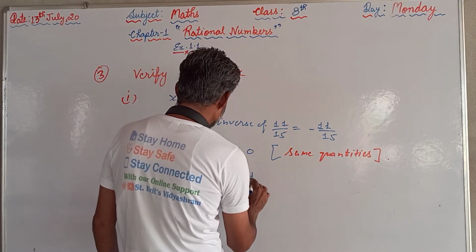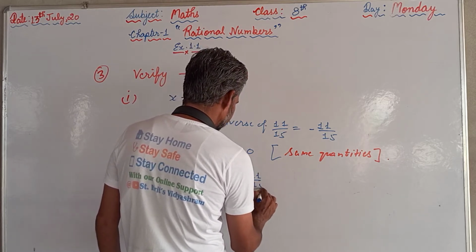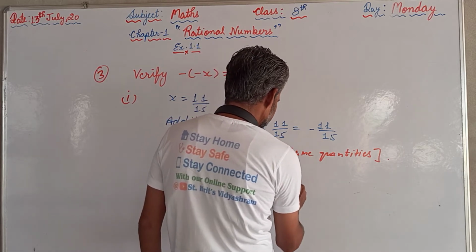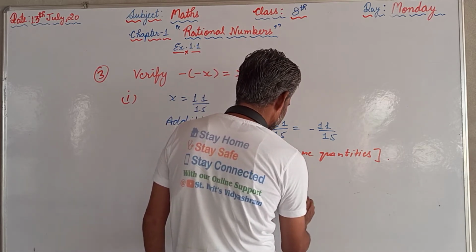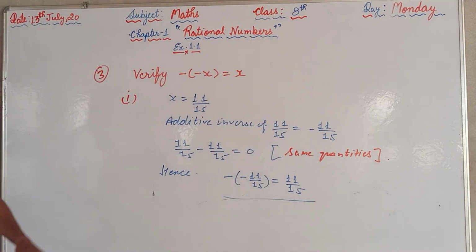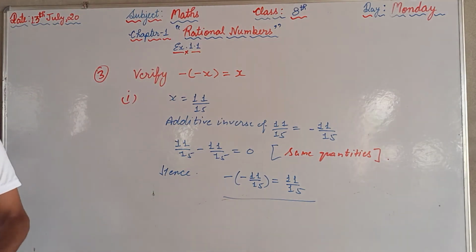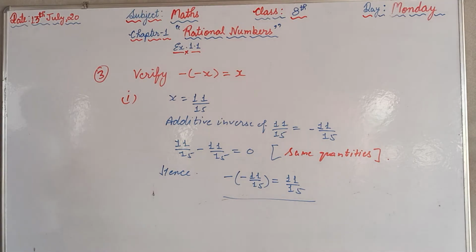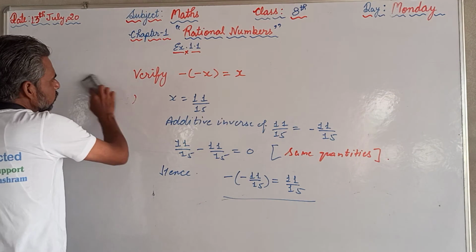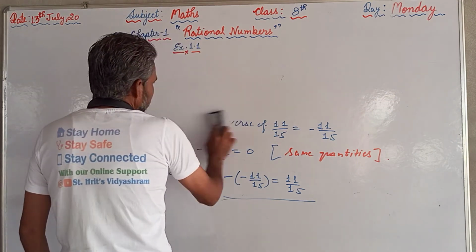Hence we can say minus 11 upon 15 will be equal to 11 upon 15. We are supposed to write these three lines to verify minus x is equal to x. So in this way we can proceed this question. One part we have already done, one more part is there, that is again same but the sign is different. So we will proceed to the next question, that is question number 4.